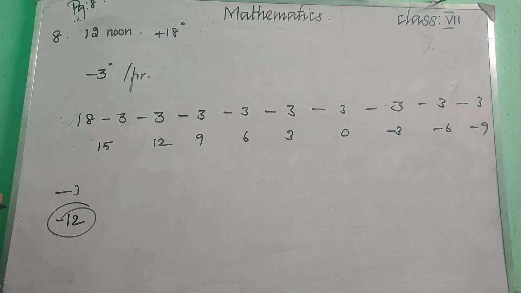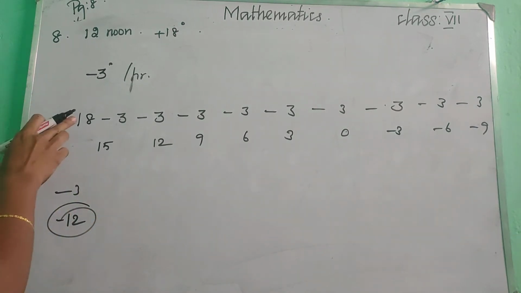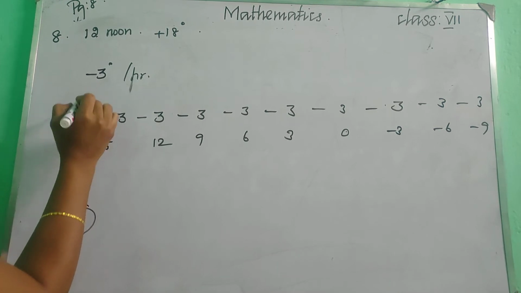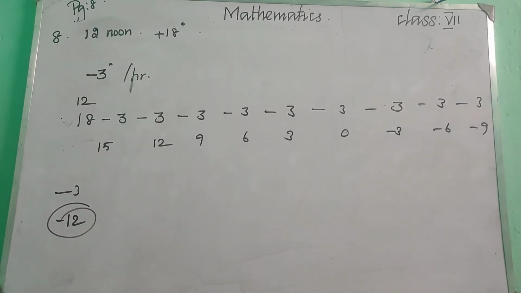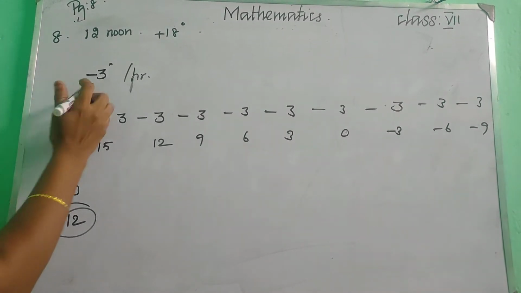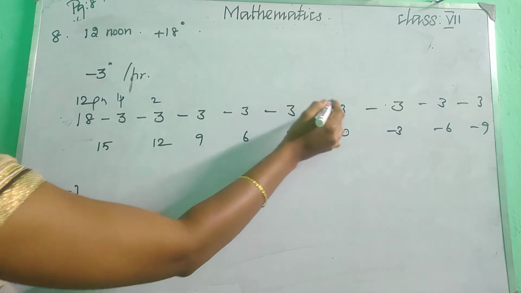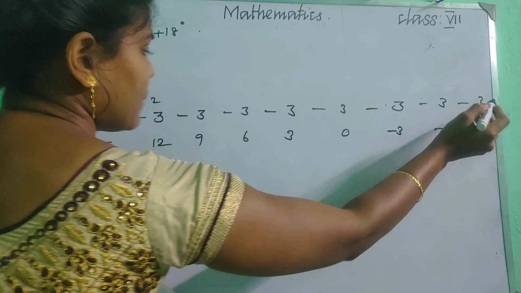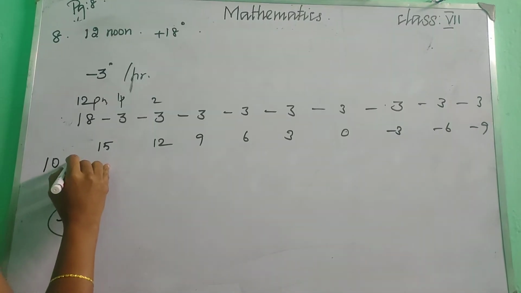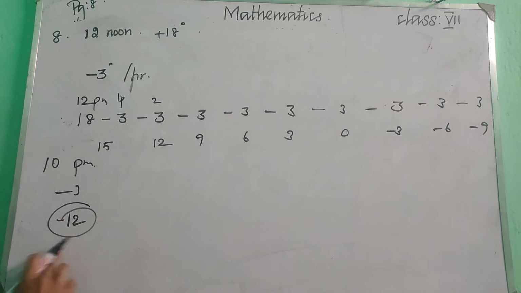So what is the question? At what time would it be 12 degrees below 0? We need to find the time. It starts at 12 noon, that is 12 p.m. in the afternoon. So 1 p.m., 2 p.m., 3 p.m., 4 p.m., 5 p.m., 6 p.m., 7 p.m., 8 p.m., 9 p.m., and at 10 p.m. we'll get minus 12. So the answer is 10 p.m. For the first one, the answer is the fourth one, option 4.